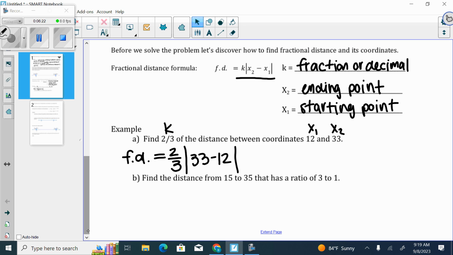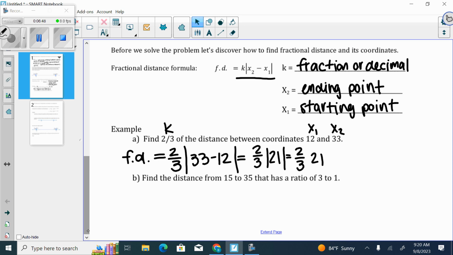We need to simplify what's inside before you worry about what's outside. So I would go ahead and subtract here. What is 33 minus 12? 21. Okay, so I would have 2/3 times the absolute value of 21. The absolute value of 21 is just 21. So I have 2/3 21.